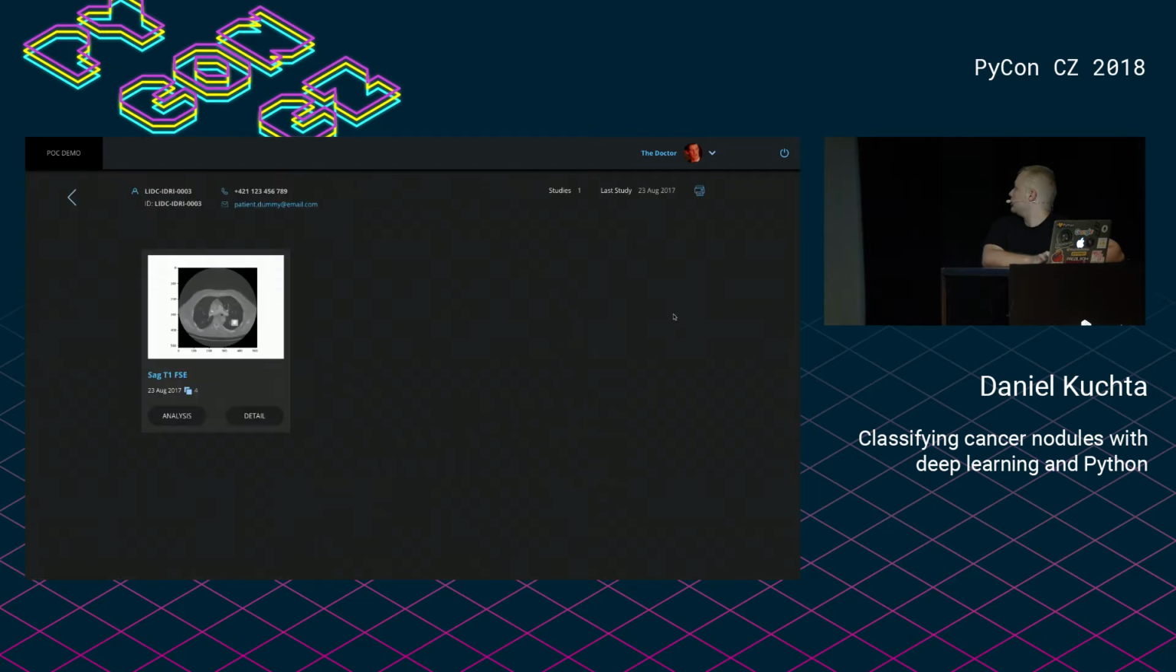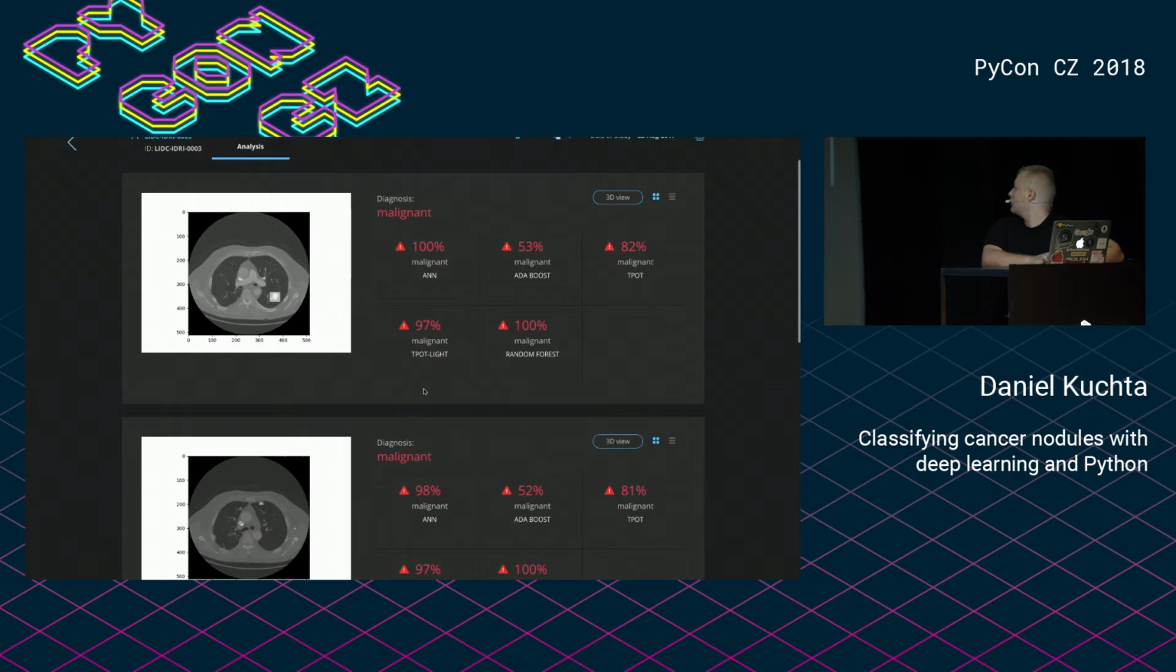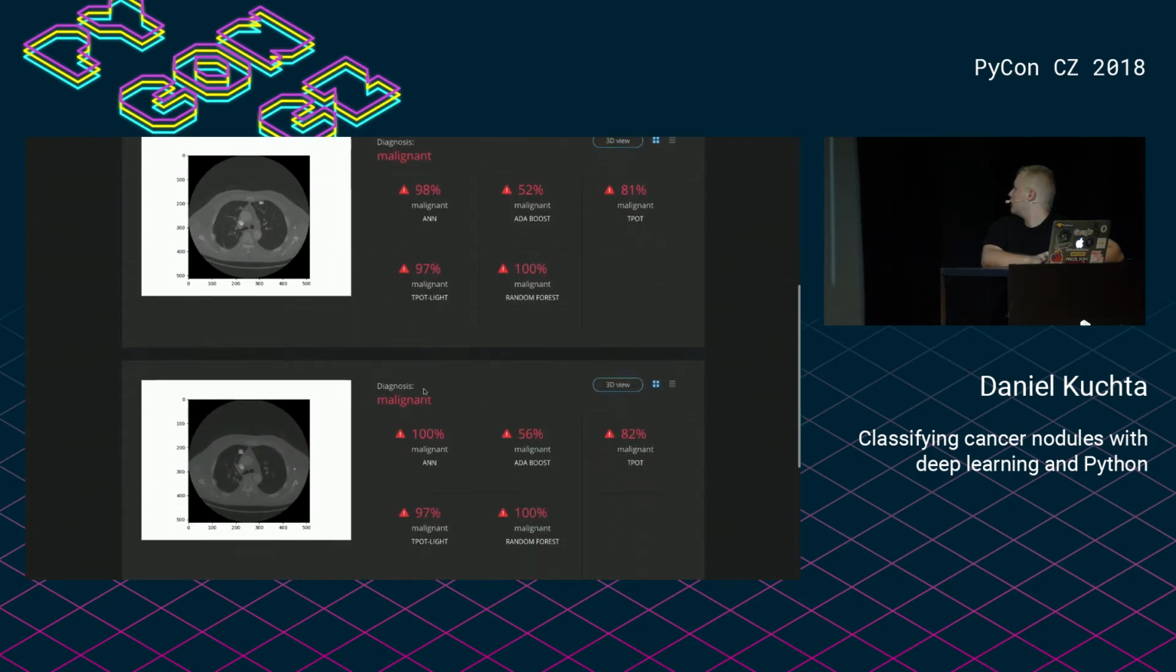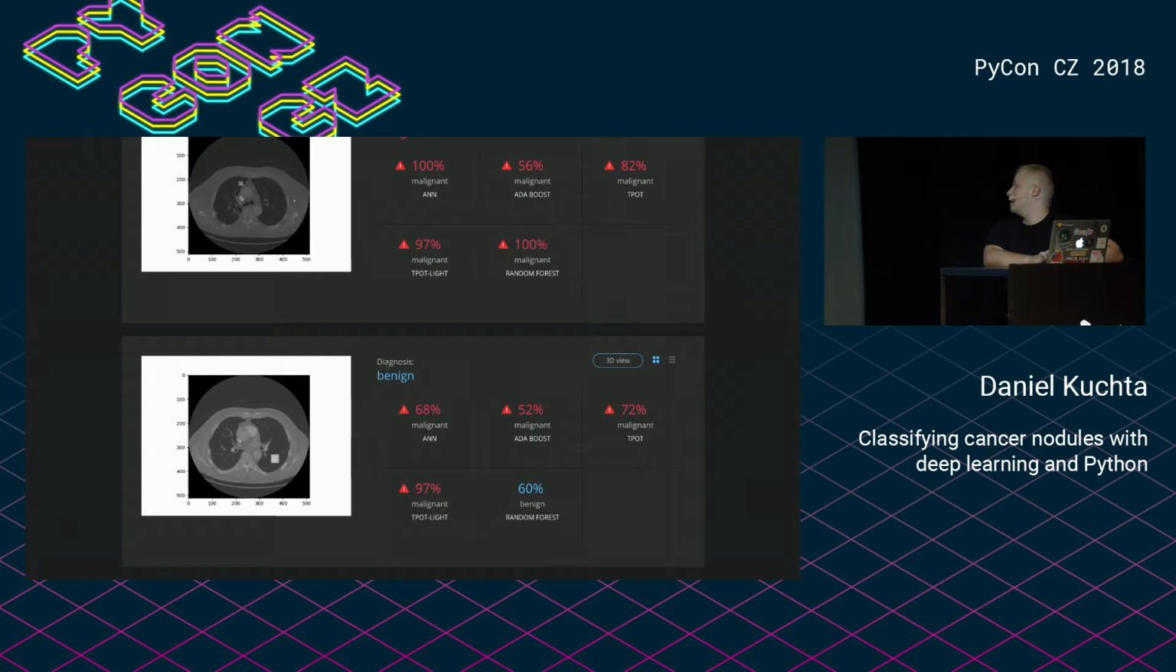But we also have records where our network and algorithms were wrong. Like in this case, when the nodule was benign, only one of the algorithms was correct to predict the benign label.